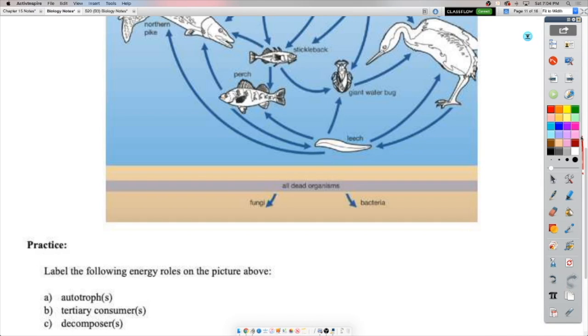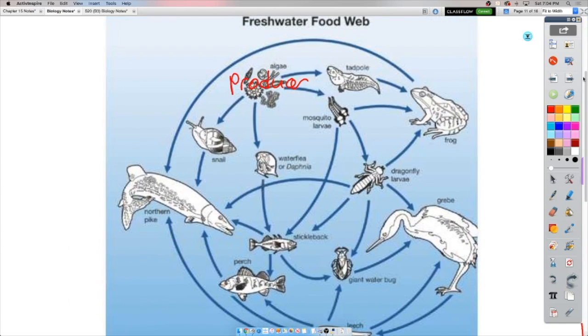The tertiary consumer. So to be a tertiary consumer, you have to eat the secondary consumer, which means you need to eat the thing that ate the thing that ate the producer. Okay, a little confusing. So we just have to go enough steps away. So the snail is a primary consumer. The northern pike is a secondary consumer. Uh-oh, on that food chain, we don't have a tertiary consumer. That can happen, right? What about if we go from the algae?